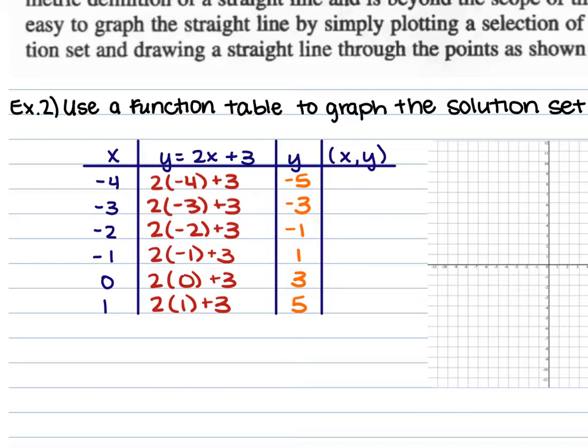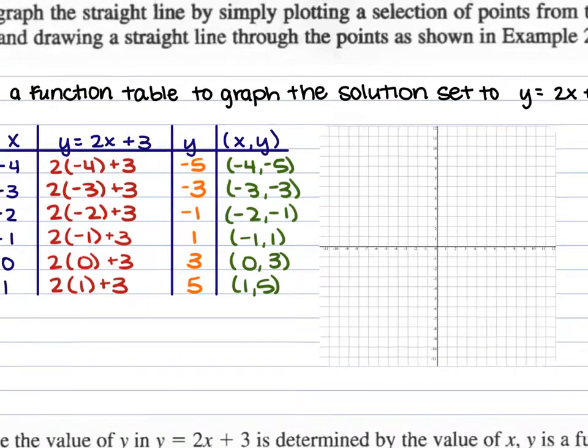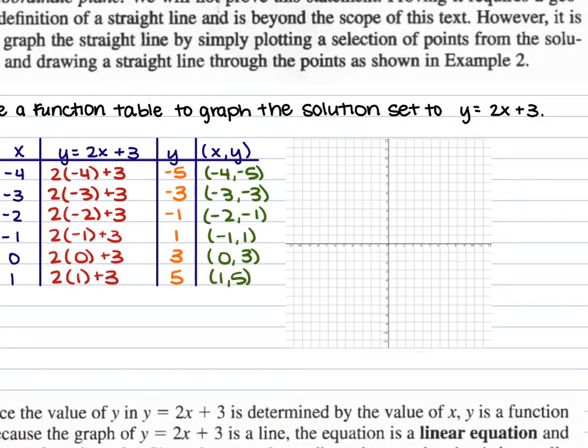So this gives us the ordered pairs of -4, -5, -3, -3, -2, -1, -1, 1, 0, 3, and 1, 5. From here, we just plot these ordered pairs on our coordinate plane. So -4, -5 is going to be here. Then we have -3, -3, -2, -1, -1, 1, 0, 3, and 1, 5.